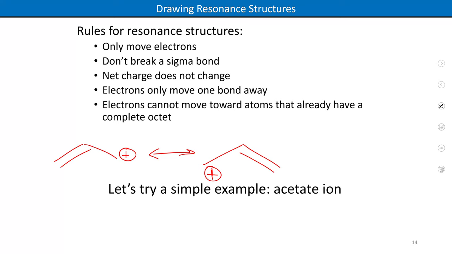Electrons cannot move towards atoms that already have a complete octet. Four pairs, not five. If it's already got a complete octet, and one of the four pairs of electrons is a lone pair, you can move electrons from something that has a complete octet towards something else. But you can't push electrons towards an atom that's already complete in terms of its valence. It just doesn't have room.